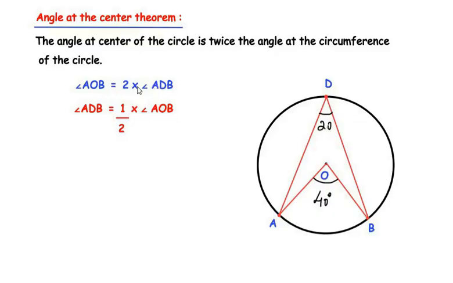So here we have written the angle at the center, that is angle AOB, is equal to 2 times the angle at the circumference, that is ADB, or we can also write this as the angle at the circumference, that is angle ADB, is equal to half of the angle at the center, that is 1 over 2 times angle AOB. Now let us see how we can use this theorem to solve the example above.